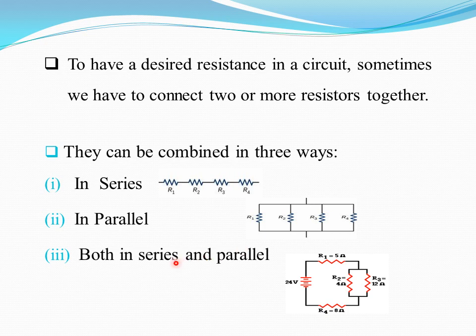When it comes to the combination of series and parallel, in this circuit diagram, resistors R2 and R3 are parallel and they are connected in series with R1 and R4. So we are going to solve some numericals based on various combinations like this.